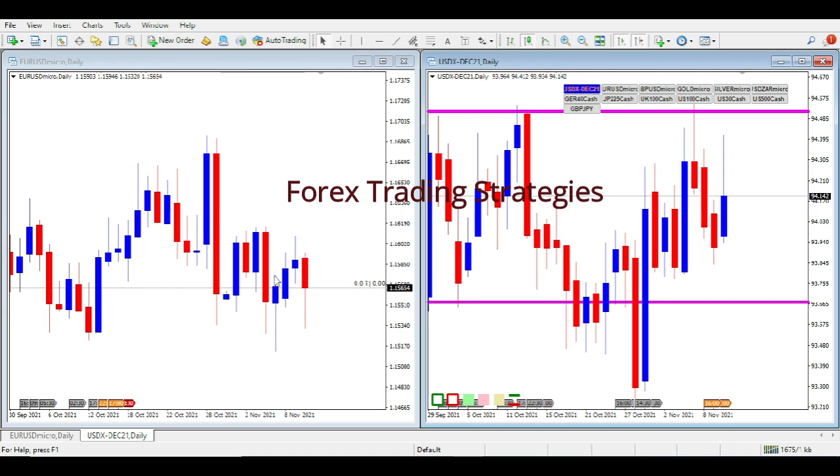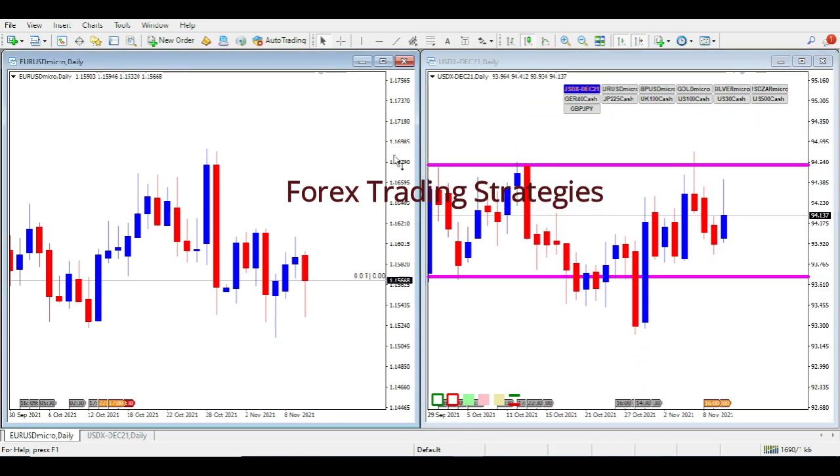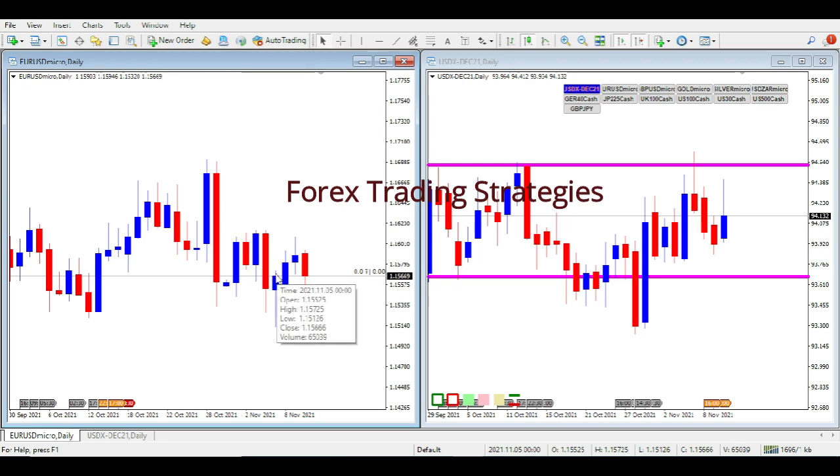Whatever the USDXY or the dollar index, with my broker it's USDX, some call it DXY, whatever it's doing, the euro will definitely be doing the opposite. So yes, you might see some discrepancies here and there. You might see some funny things here and there.